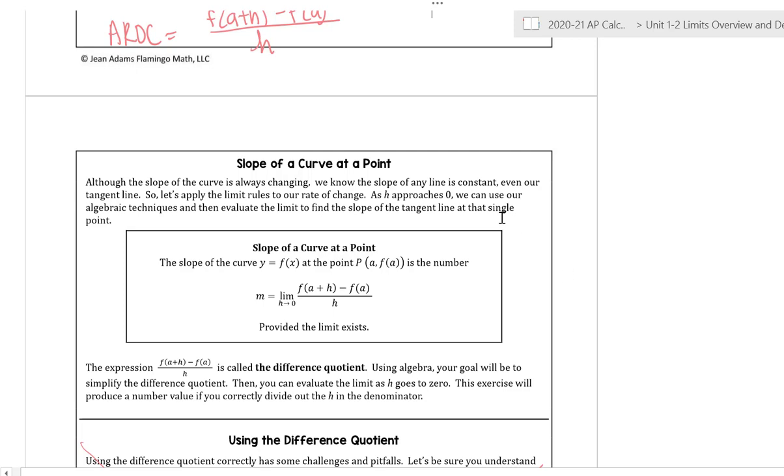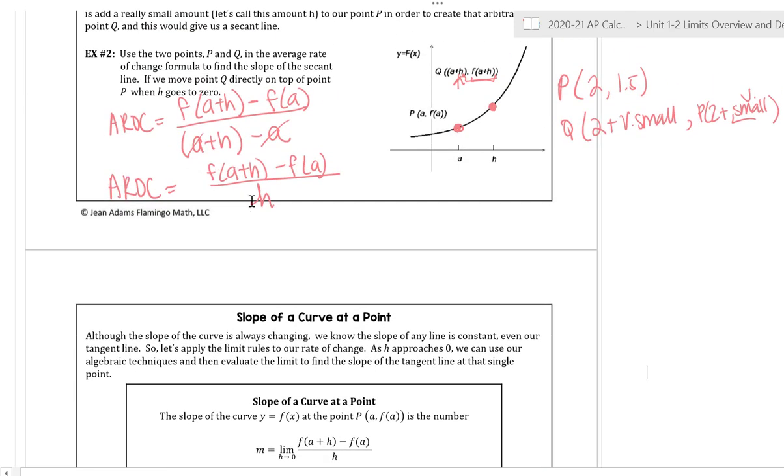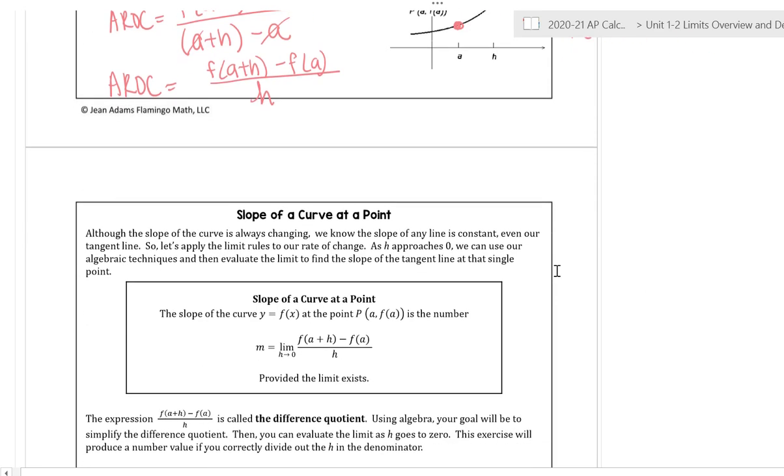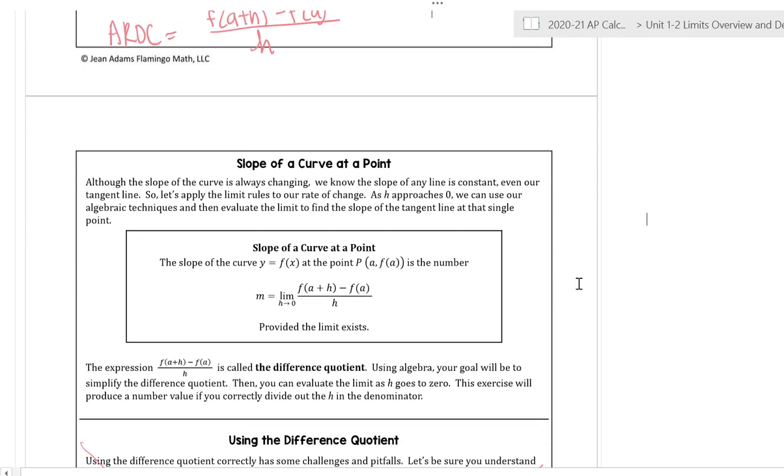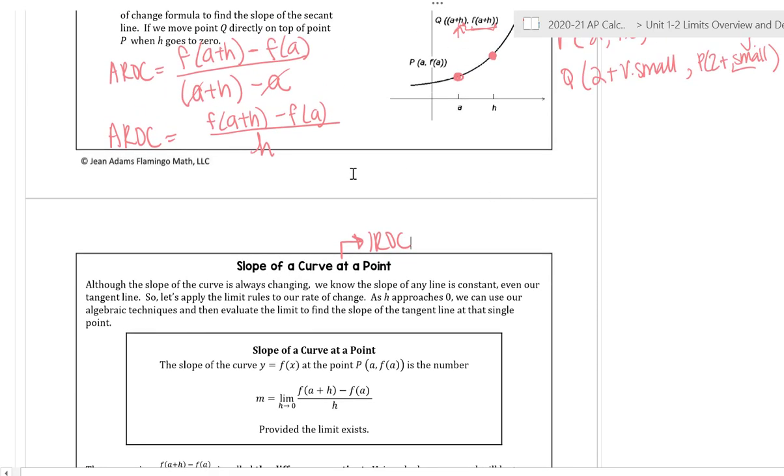So remember that what we're trying to do is we're not trying to find the average rate of change or the secant line. We're trying to find the tangent line or the instantaneous rate of change. So the slope of the curve at the point, we're trying to find that ROC, or that instantaneous rate of change. And so even though the slope is always changing, we know that slope of any line is constant, even our tangent line. So what we're going to do is start applying that limit rule to our rate of change. Because to change this average rate of change into instantaneous rate of change, we need to apply a little bit of math notation.